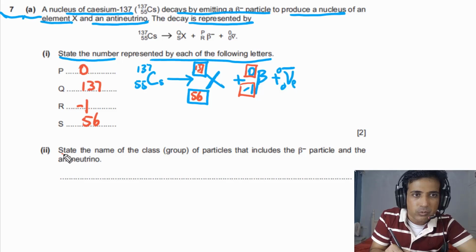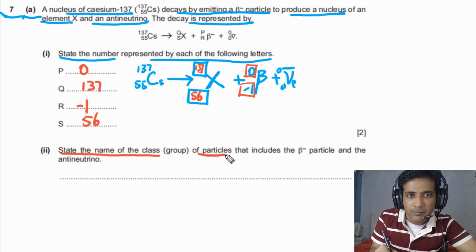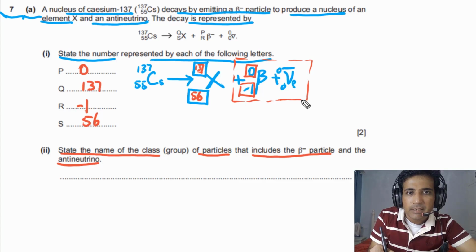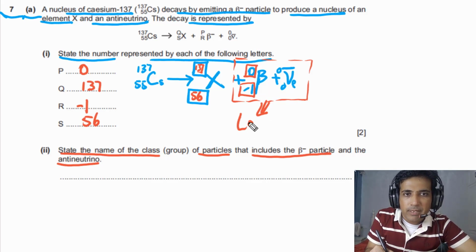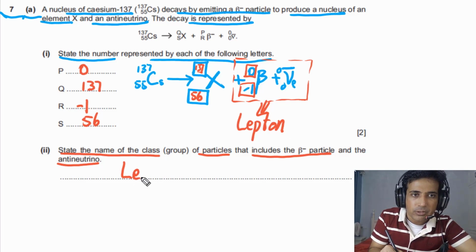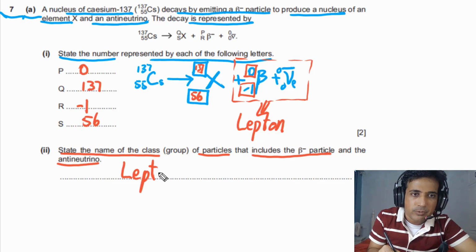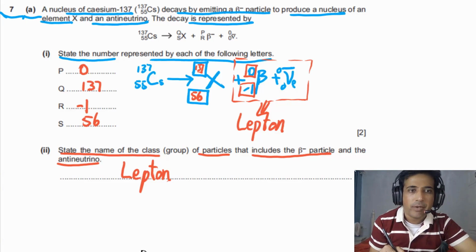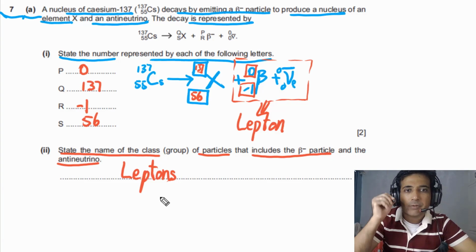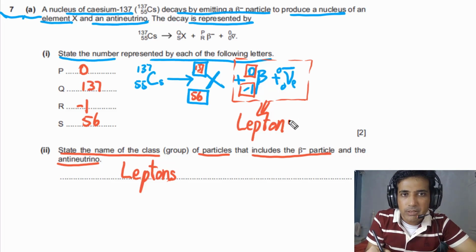Now for A2 we need to state the name of the group of particles that includes the beta minus particle and the anti-neutrino. This means these two particles, particle and antiparticle, belong to one group, and we have to write the name of that. These particles belong to the lepton family. So simply we write leptons, because the electron, muon and tau and their neutrinos belong to the lepton family. So they are leptons. That's all we need to write down for this question.